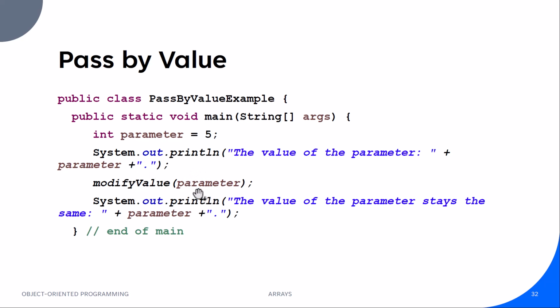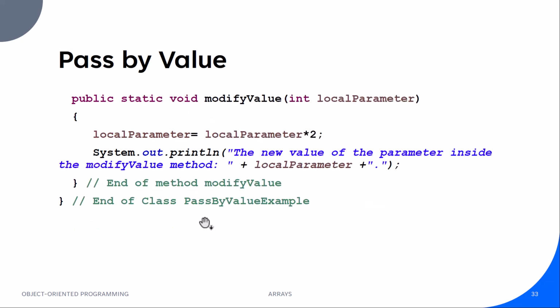Then we are going to print the value again, and we are going to check whether the value of this local variable has changed or not. And within the modifyValue method, we take this as a parameter, and then we multiply it by 2. And then within the modifyValue method, we are going to print the value.